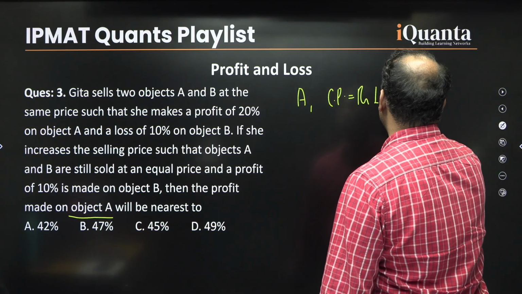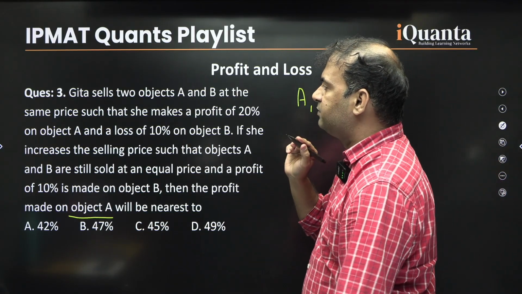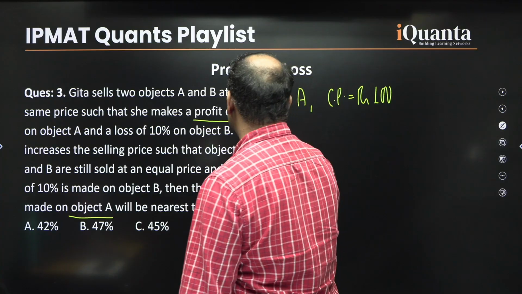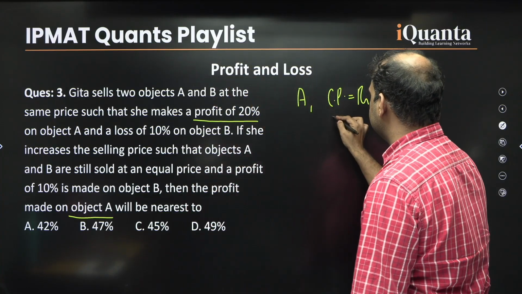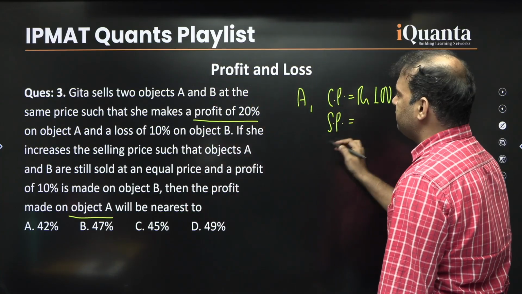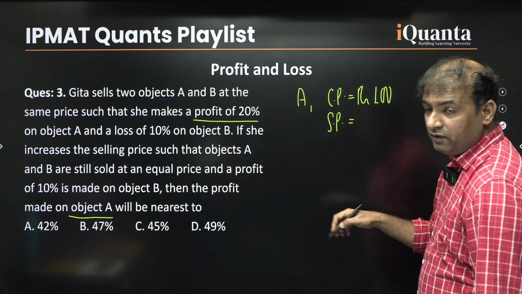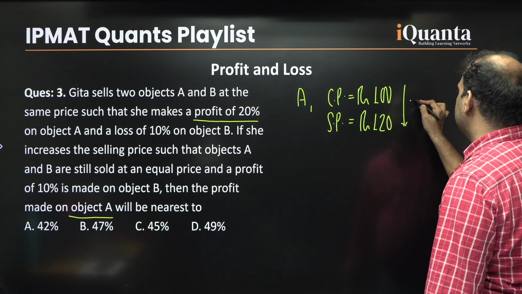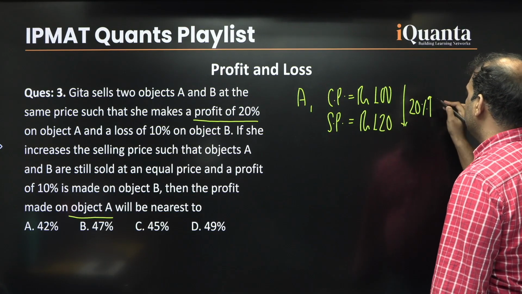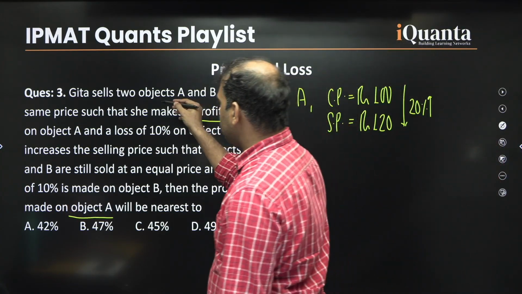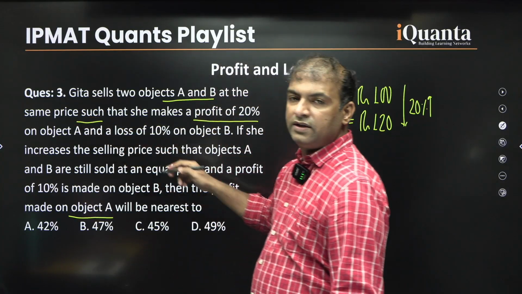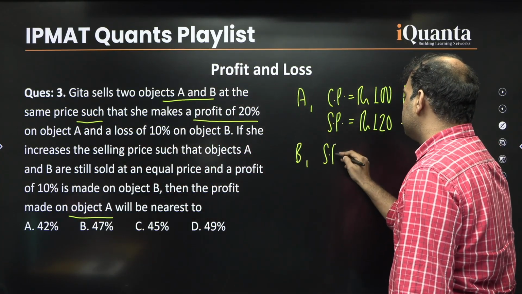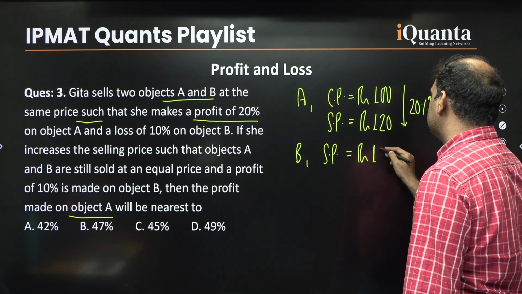Simple, right? Now remember, guys, both the objects are being sold initially at the same selling price, but object A makes a profit of 20%. So what is the selling price of object A? That must be 20% profit, that means it should be 120. Very obvious, because it is being sold at 20% profit. Now remember, guys, they are saying that initially both the objects were being sold at the same selling price. That means for object B also, the selling price must be the same, 120, right?